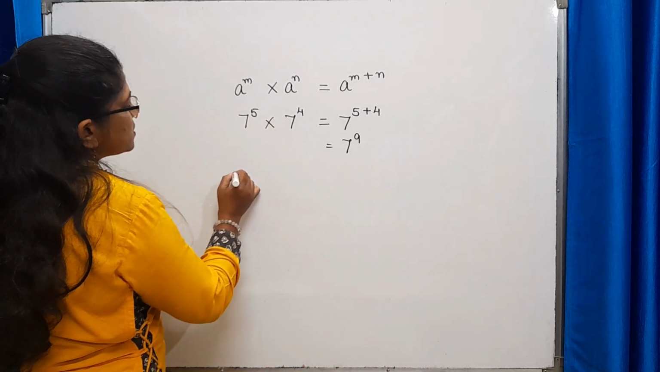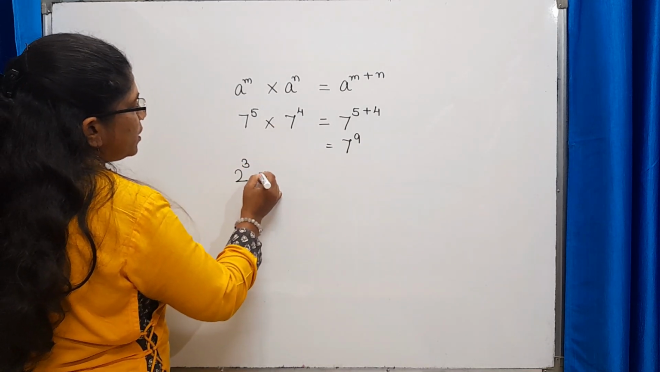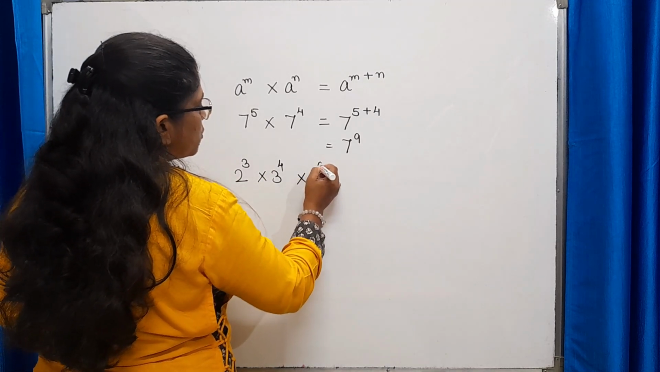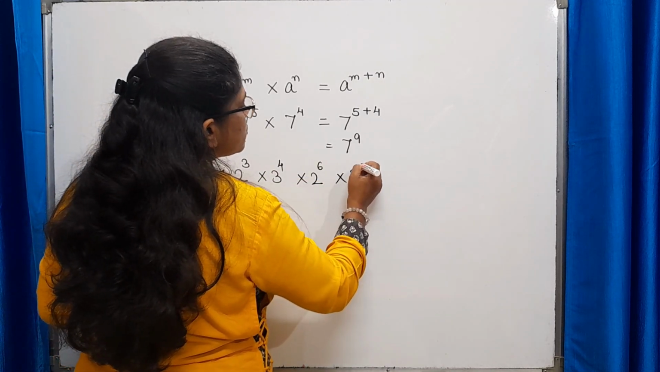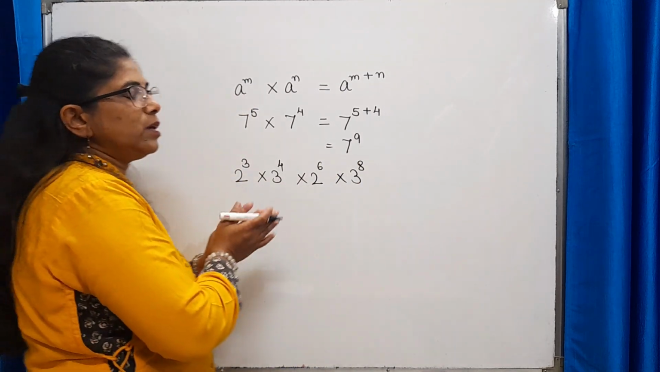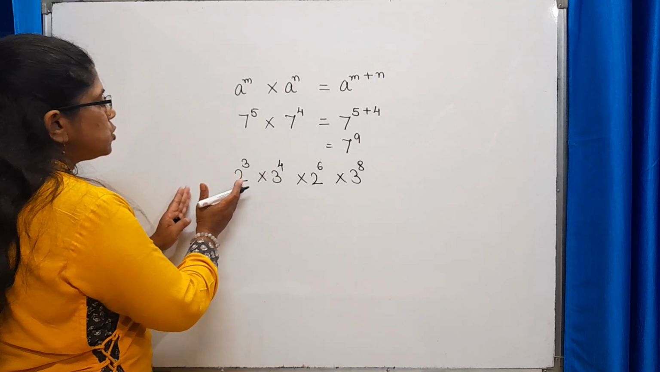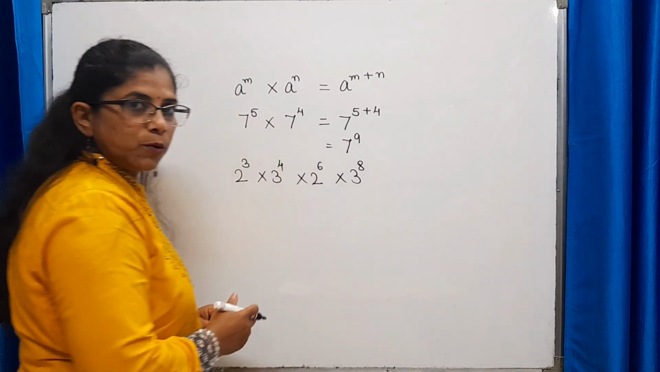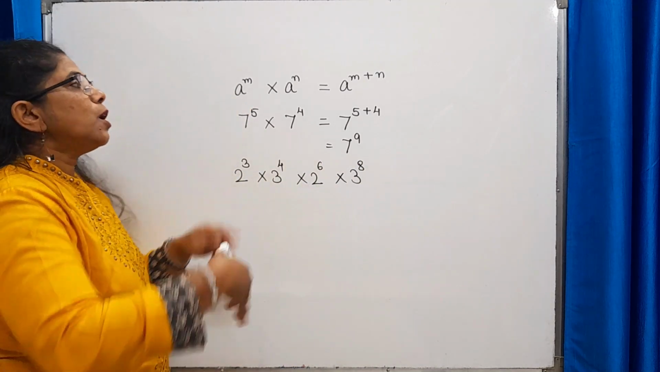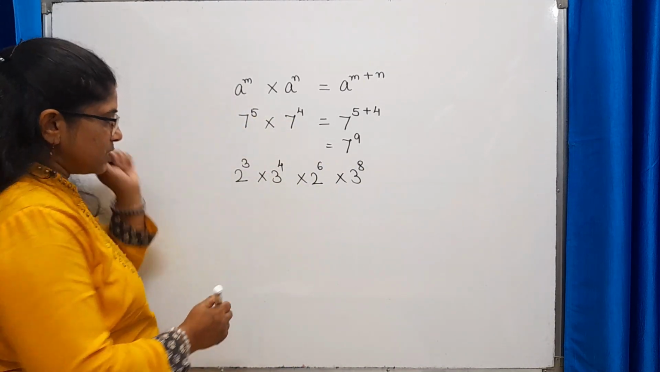Now if this sum is something like this, 2 to the power of 3 into 3 to the power of 4 into 2 to the power of 6 into 3 to the power of 8. Here we have 2 and 3 as the base number. Means 2 to the power of 3 and here we have 2 to the power of 6. 3 to the power of 4, here we have 3 to the power of 8. So how to use this first law in such case?